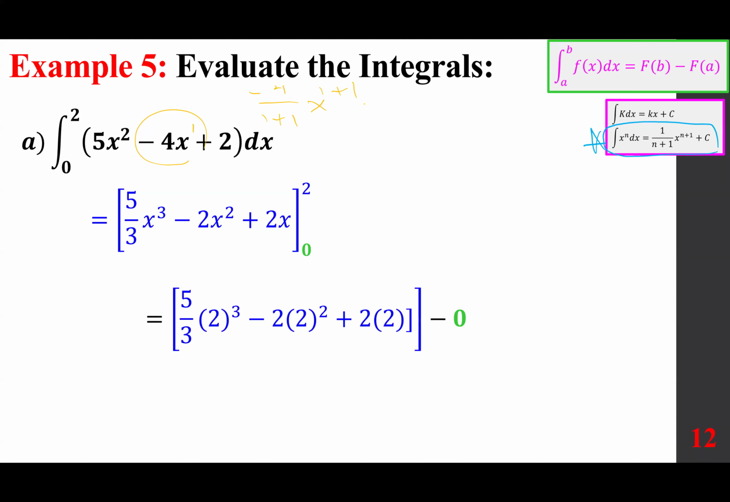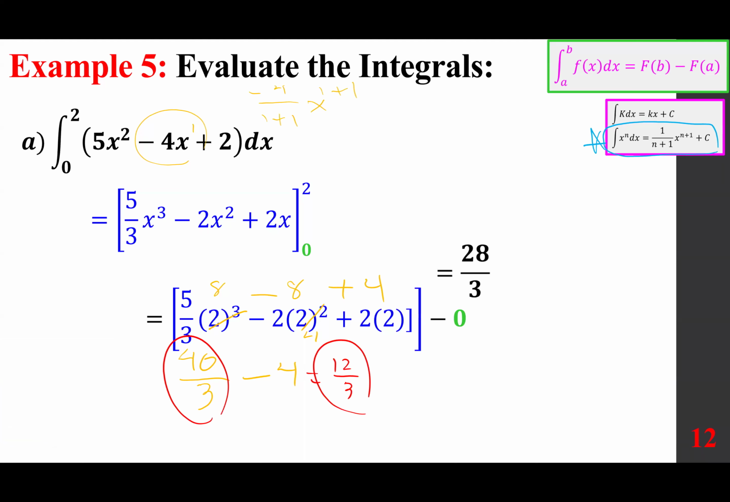You plug in 2, you plug in 0, and I hope you recognize if you plug in 0, you get 0. So you plug in 2, 5/3, 2 cubed is 8, 40/3. This is 4 minus 8 plus 4. You get 0. So 40/3 is 40 thirds, and minus 12 thirds gives 28 thirds as the final answer, everybody.